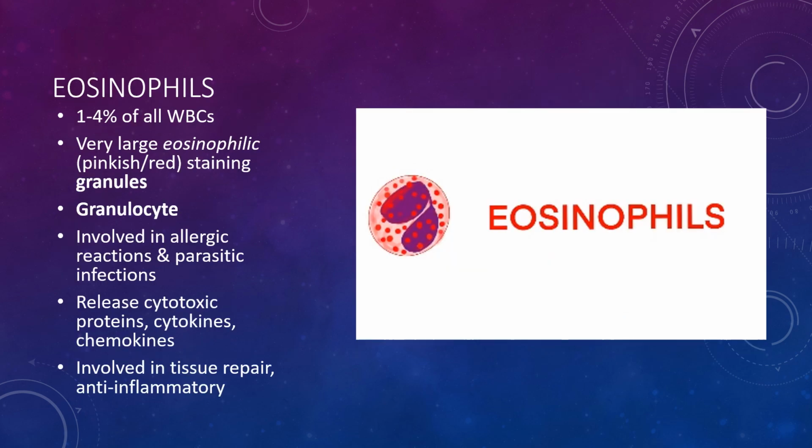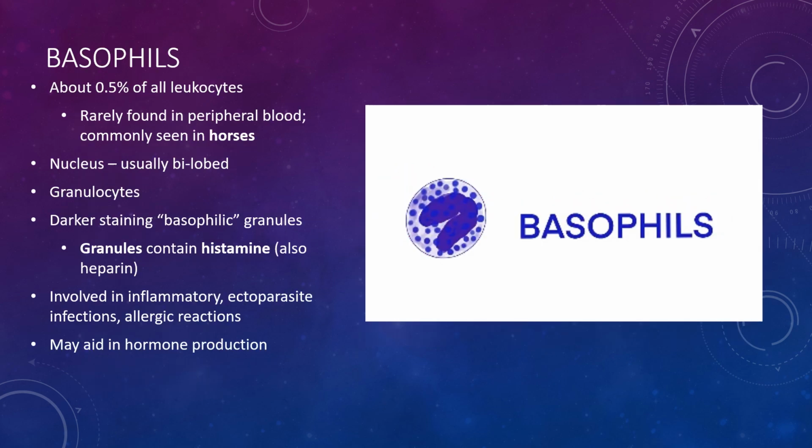Eosinophils only have a lifespan of a few days. They take up a very small percent of the blood, 1 to 4% of all the white blood cells, and they have very large pink or red staining granules. So they are a granulocyte. They're involved mostly in allergic reactions and parasitic infections. Again, their granules will release cytotoxic proteins, cytokines, and chemokines that will fight the parasites. They also are involved in tissue repair and anti-inflammatory responses.